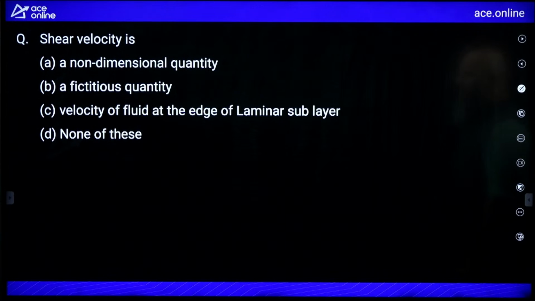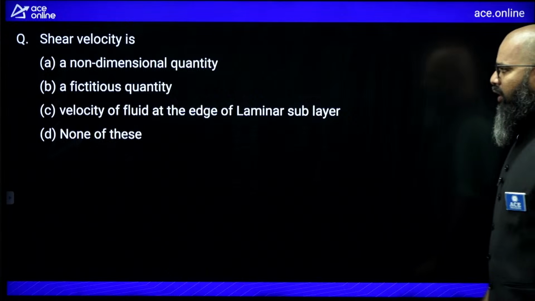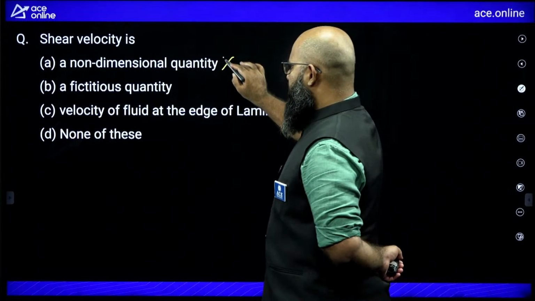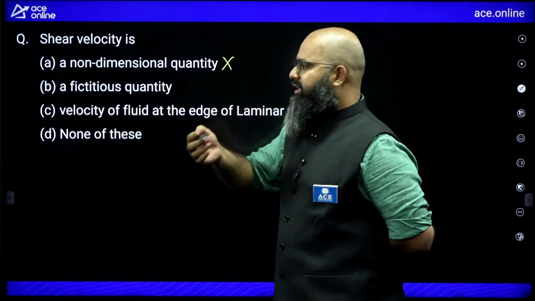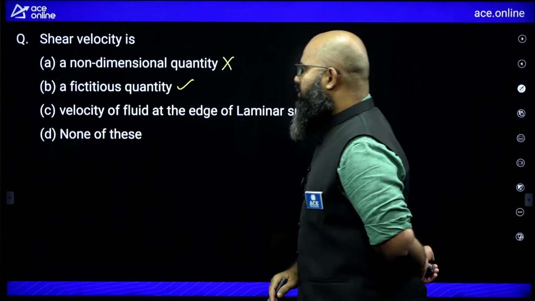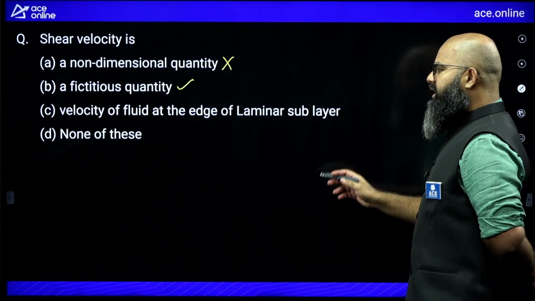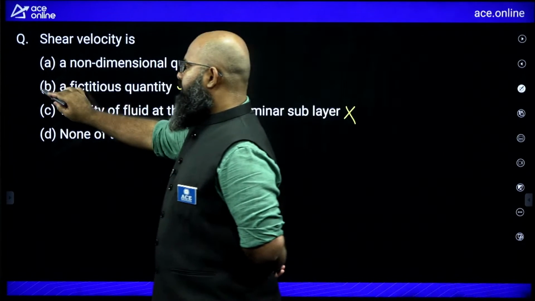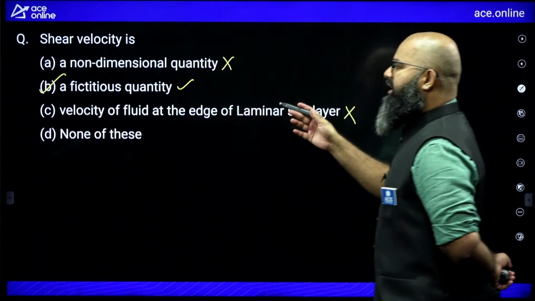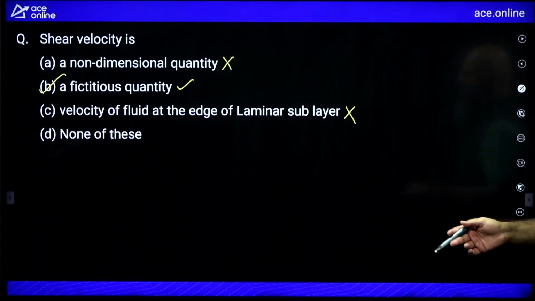Moving further, shear velocity is what kind of quantity? It is a non-dimensional quantity. That is wrong. It is having dimensions of velocity. It's a fictitious quantity. Fictitious means imaginary. It is true. It's an imaginary quantity. Velocity of the fluid at the edge of laminar sublayer. No, it is not correct. So answer over here is it's a fictitious quantity. This again has appeared multiple times in many examinations.